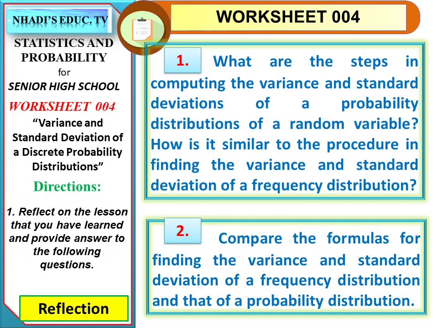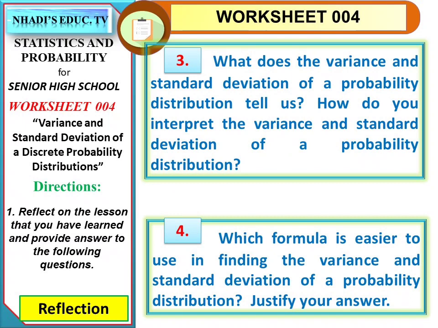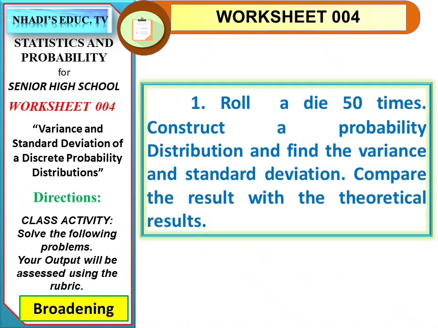Number 2, compare the formulas for finding the variance and standard deviation of a frequency distribution and that of a probability distribution. Number 3, what do the variance and standard deviation of a probability distribution tell us? How do you interpret the variance and standard deviation of a probability distribution? Number 4, which formula is easier to use in finding the variance and standard deviation of a probability distribution? Justify your answer.